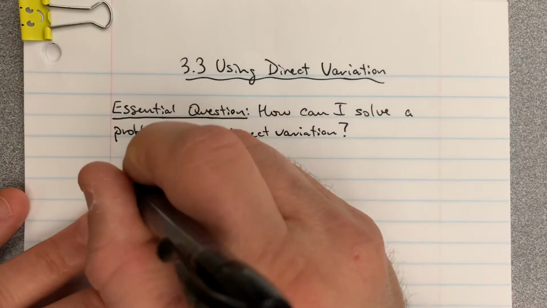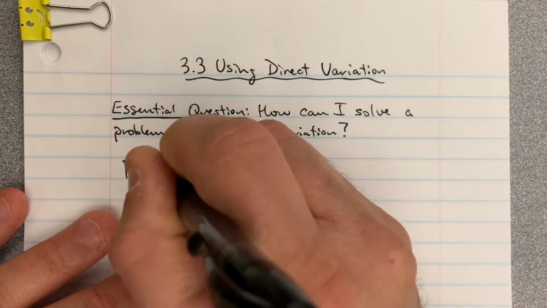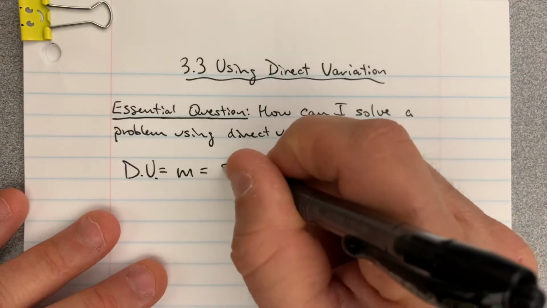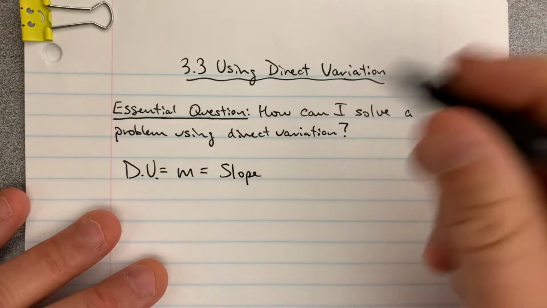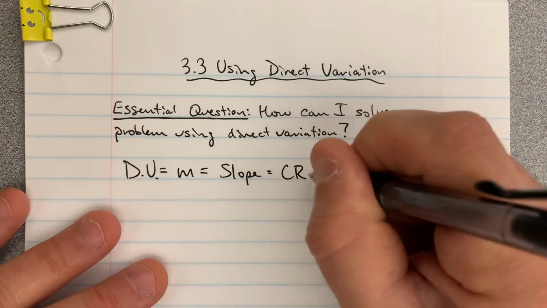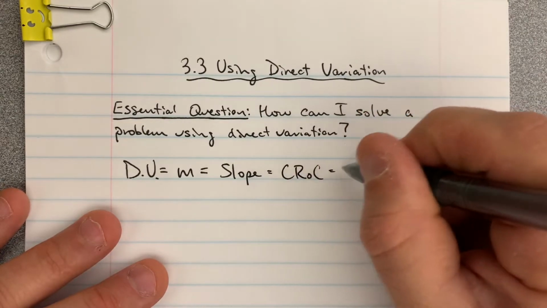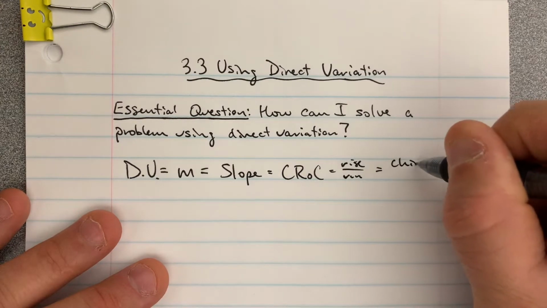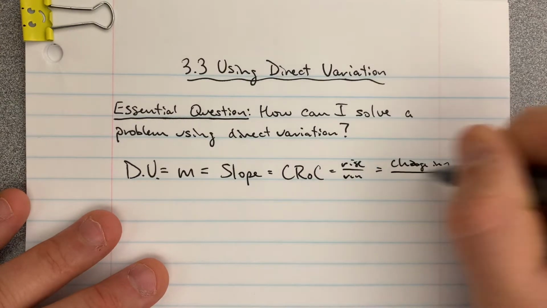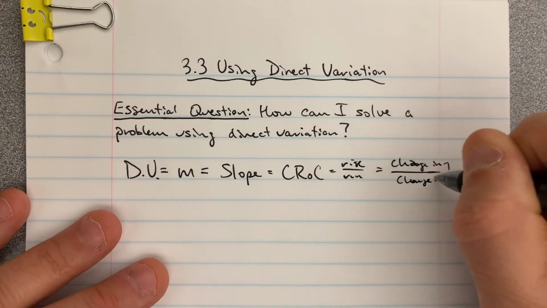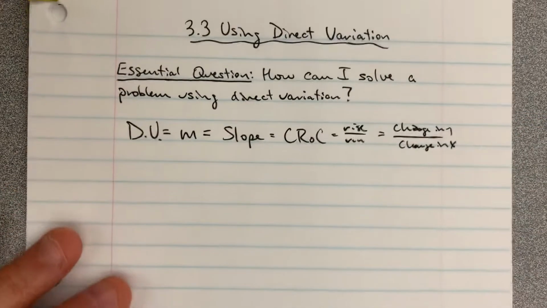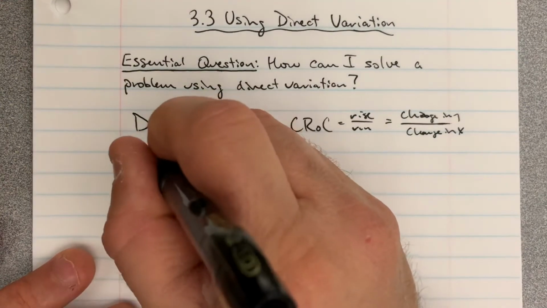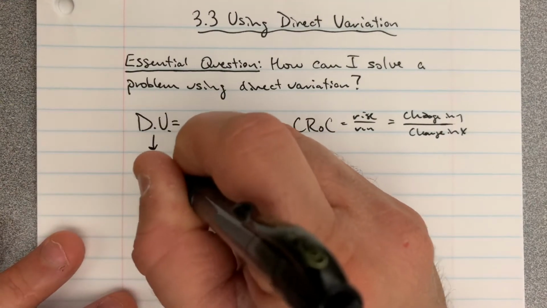Direct variation is the same thing as m, which we know is the same thing as slope, which we know is the same thing as constant rate of change, which we know is the same thing as rise over run, which we know is the same thing as change in y over change in x. All of these things work as long as the situation for direct variation is proportional.